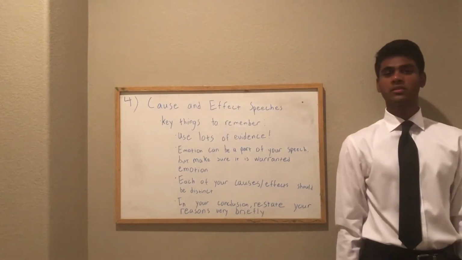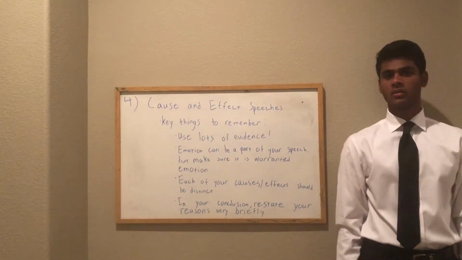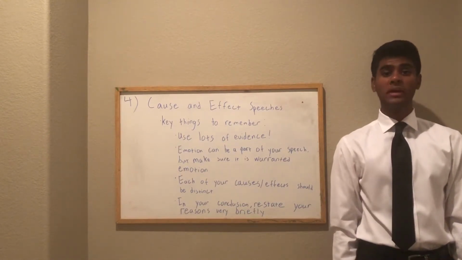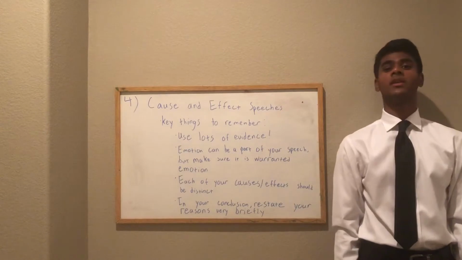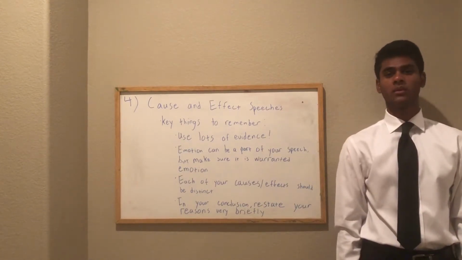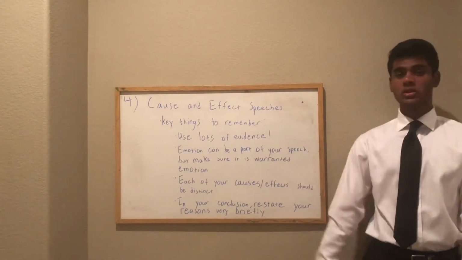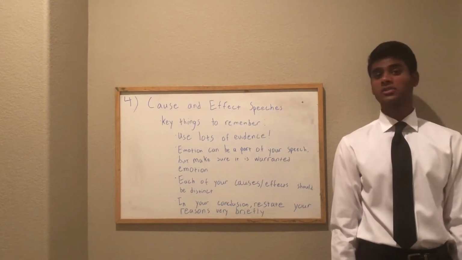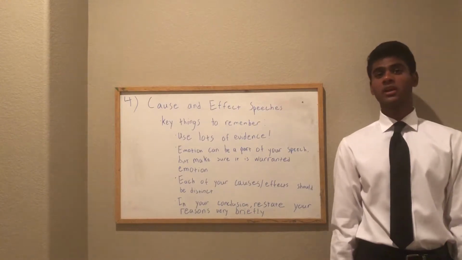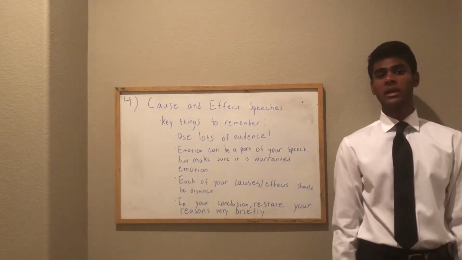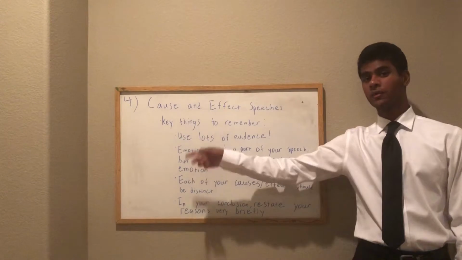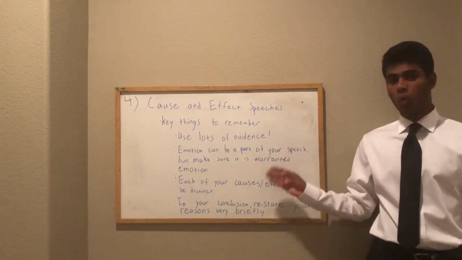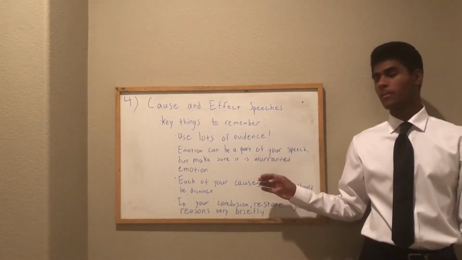Okay, so a couple of key things to remember for cause and effect speeches. Number one, use lots of evidence. I already said this, but make sure that you're using a lot of evidence to back up what you're saying. Number two, emotion can be a part of your speech. It is allowed, and in fact, I encourage it. But make sure that it is warranted emotion. Meaning, go back to the first point that I made here. Make sure that the evidence you're using warrants the emotion in your speech.